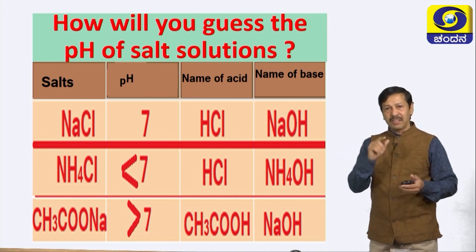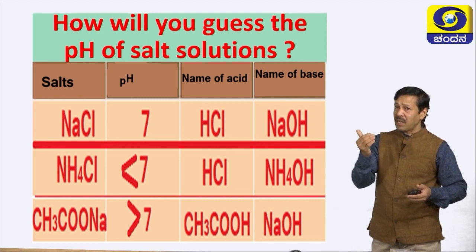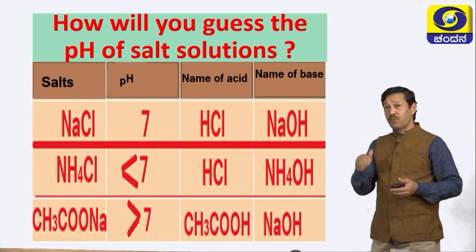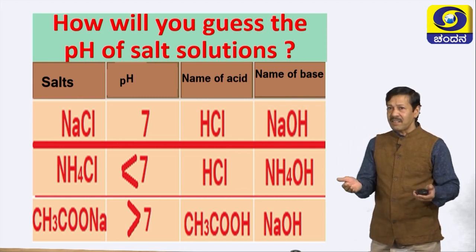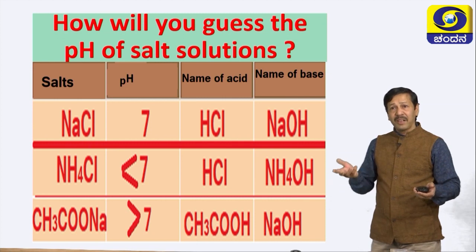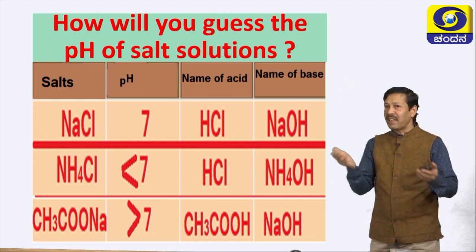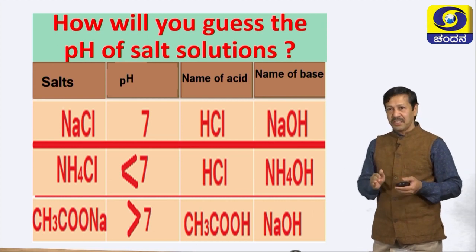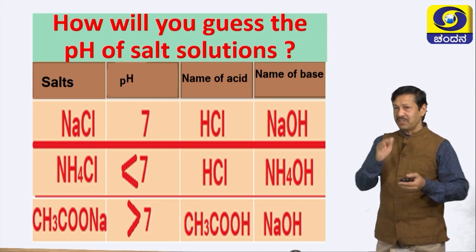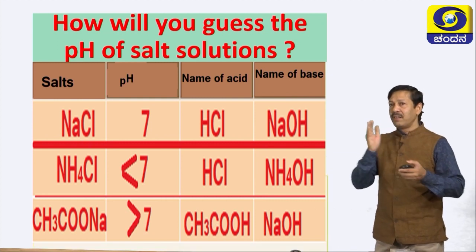Next one, CH3COONa, sodium acetate. What are the parent compounds? The parent compounds are NaOH, a strong base, and acetic acid, vinegar, a weak acid. Now, strong base means pH is more than 7. Thus, you can easily analyze these types of questions. These are higher order thinking questions. I hope you understood this one very well.